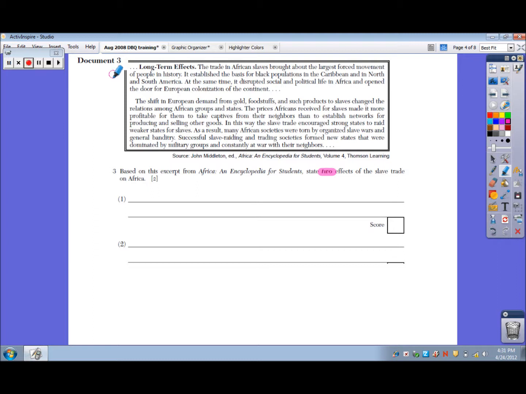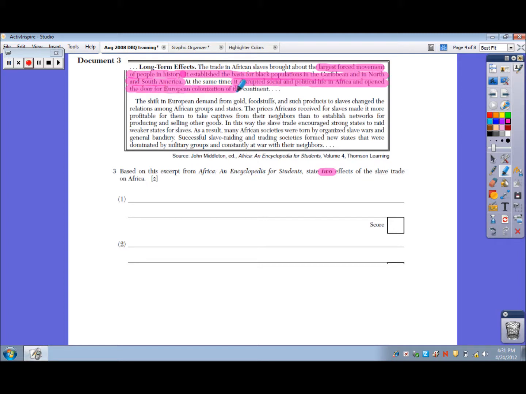So together again, we'll read long-term effects. The trade in African slaves brought the largest forced movement of people in history. That's important information, a large forced movement of people in history. It established the basis for black populations in the Caribbean and in North and South America. That's good information right there. At the same time, it disrupted social and political life in Africa and opened the door for European colonization of the continent. That's good information right there.